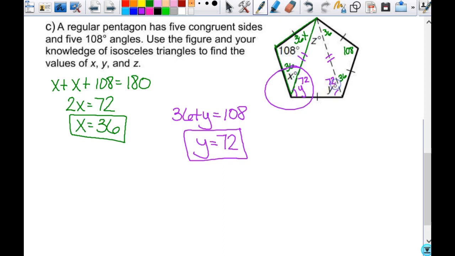So 72 and 72, can you find z now? Yes. So z is part of this isosceles triangle in here, so z plus 72 plus 72 equals 180. So what's 72 plus 72? 144. So z equals?